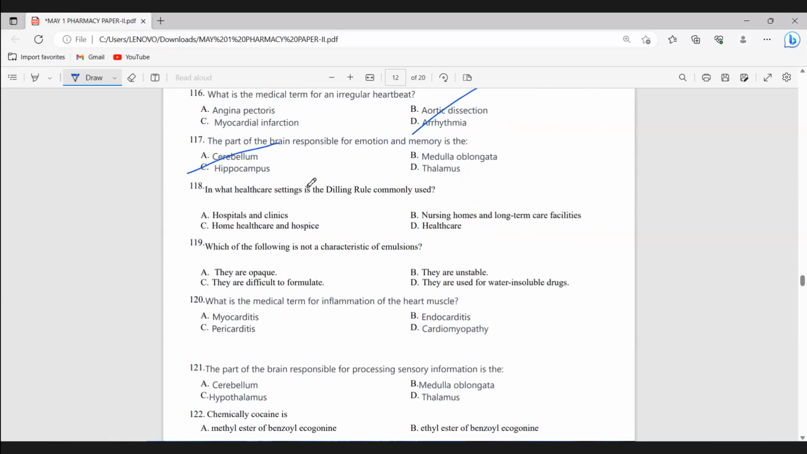Then 118, in what healthcare settings is Dilling's rule commonly used? All the above would be the correct answer. Hospitals and clinics, nursing homes, home care. No, wait. Hospitals and clinics would be the correct answer. And even nursing home.